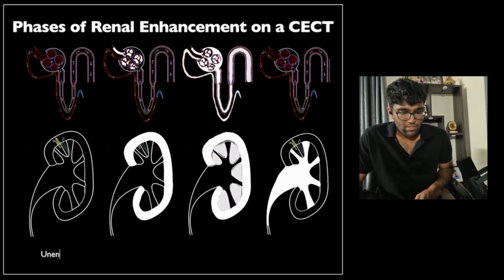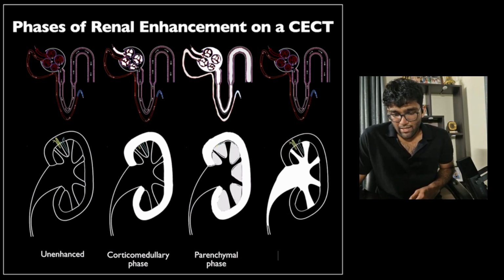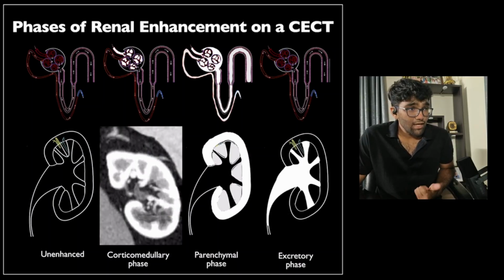The first phase is what we call the unenhanced phase, as would be expected. Then we have the corticomedullary phase, because it helps you differentiate between the cortex and the medulla. Then we have the parenchymal phase, also called the nephrographic phase. And then we have the excretory phase, which is self-explanatory. So these are the 4 phases: unenhanced, corticomedullary, parenchymal, and excretory.